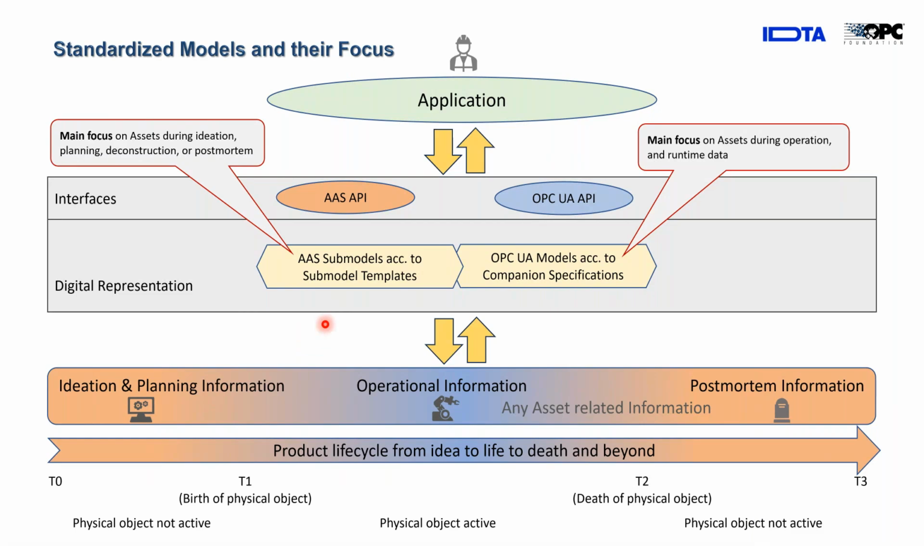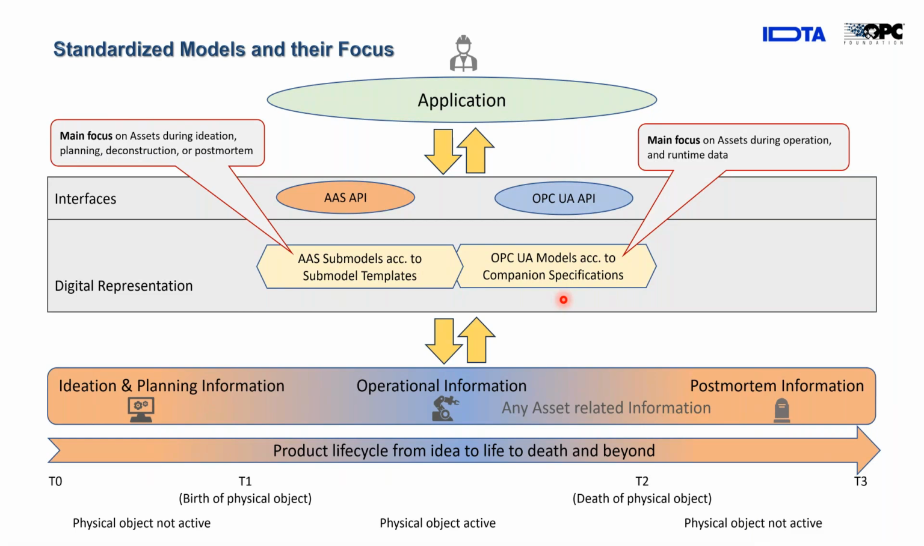The technologies have their information as digital representations in information models. So you have the AAS information with AAS submodels, submodel templates, and so on. And on the other side, you have the OPC UA information and OPC UA information models based on the OPC UA meta model. And they are written in companion specifications and normal specifications defining those information models.